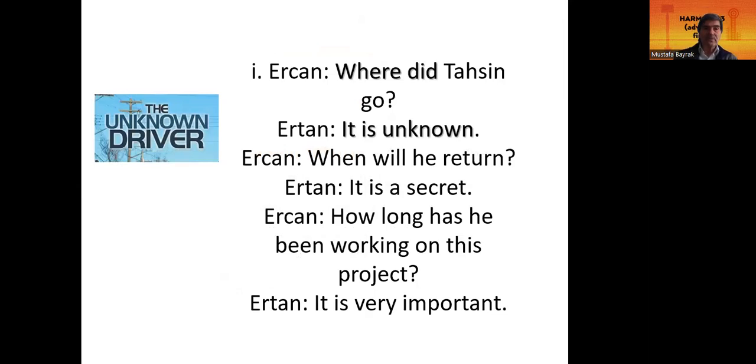Roman number one, the image, the unknown driver. Where did Tahsin go? Now, "where" here is clearly seen as a question word, okay? Where did Tahsin go? It is unknown. What is unknown? Where Tahsin went, okay? Where Tahsin went is unknown. When will he return? It is a secret. What is a secret? Now, when he will return. When he will return is a secret.